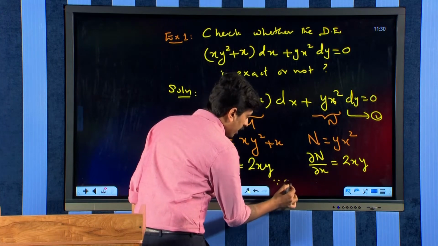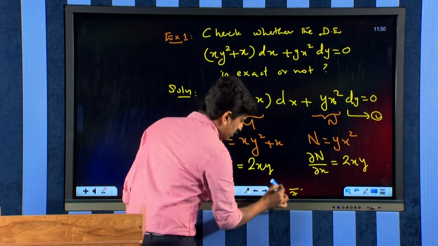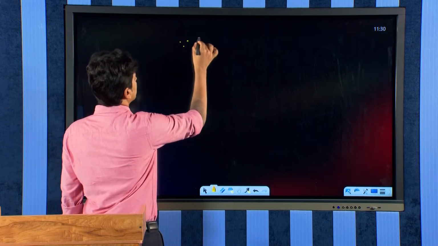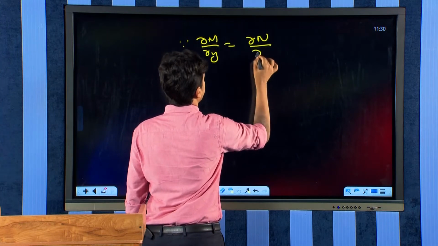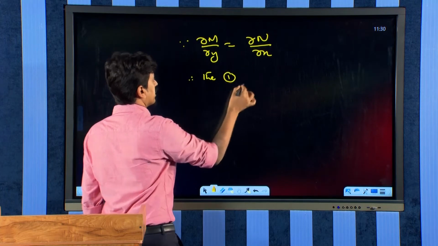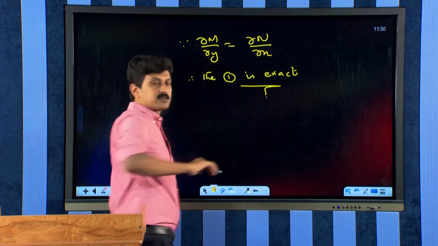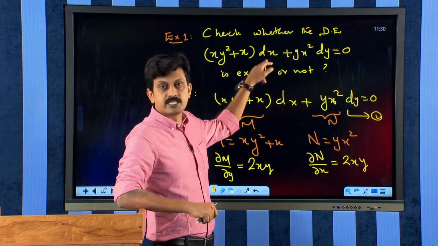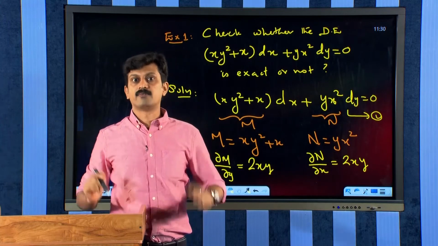Since ∂M/∂y is equal to ∂N/∂x, therefore the equation 1 is exact, that is, the given differential equation is exact. That means (xy² + x) dx + yx² dy = 0 is an exact differential equation.